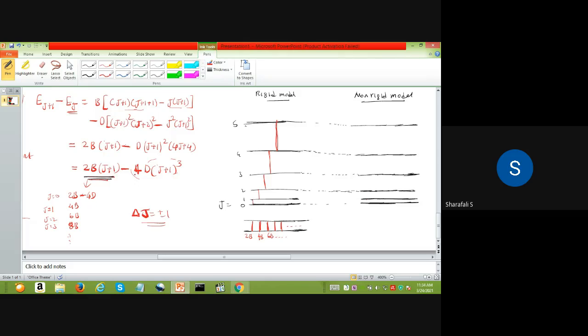Then we have the second case, j equal to 1. Here j plus 1 is equal to 2, and 2 into 2, 4b will come. Here we have 4d times (j plus 1) cubed, that is (1 plus 1) cubed. So this will come as minus 2 cube into 4, so this is 8 times 4, that is 32. But still this d will be smaller.